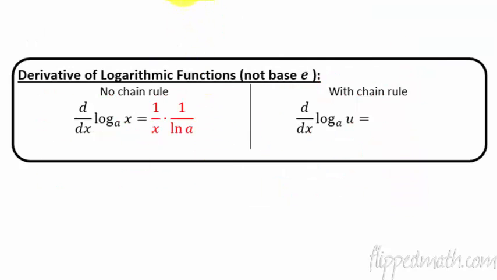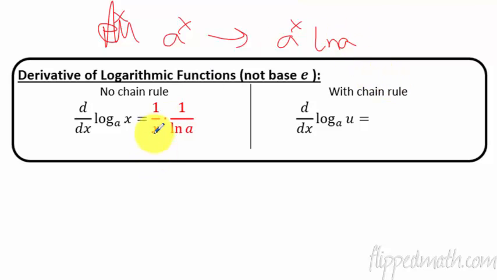Now, just like we had with our exponential functions, logarithmic functions are not always base e. It's not always going to be a natural log. So if you have a different base, like a base 3 or a base 10 or something like that, then this is what you do. You do 1 over x still, so whatever this was, 1 over x times 1 over natural log of a, natural log of the base. Okay, this is real similar to the exponential. Remember, the exponential would be a to the x. The derivative of that is going to be a to the x natural log of a. Well, this one, since it's 1 over x, it's 1 over x times 1 over natural log of a.